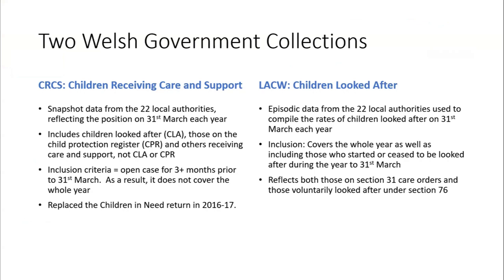First is the Children Receiving Care and Support. So this is a snapshot. So it's data from all 22 local authorities across Wales, and it reflects the position of the young person on the 31st of March each year. So it includes children looked after, those who may be on the Child Protection Register, and then others who are just receiving wider care and support, but may not be children looked after or on the CPR.